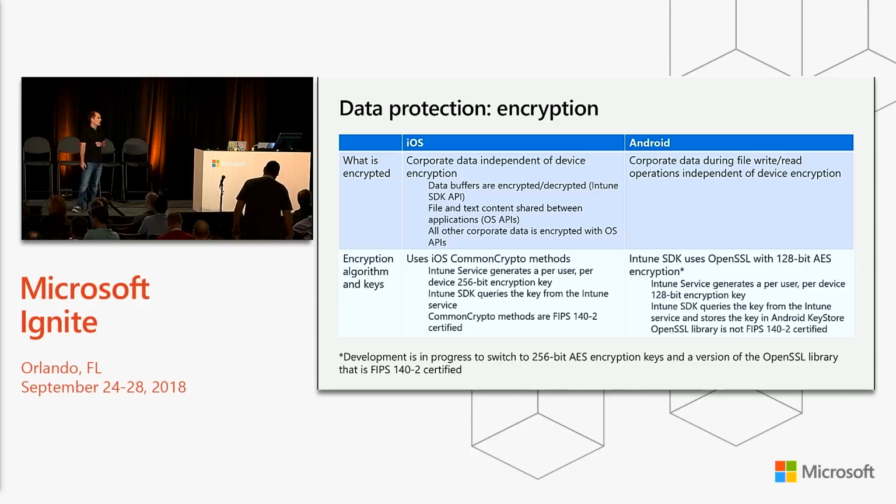And the other key change in Android compared to iOS is that the iOS encryption APIs are FIPS 140-2 certified. Our Android OpenSSL method today is not FIPS 140-2 certified. We recognize that's important, and we hope to have that certification done by the end of this calendar year as well.